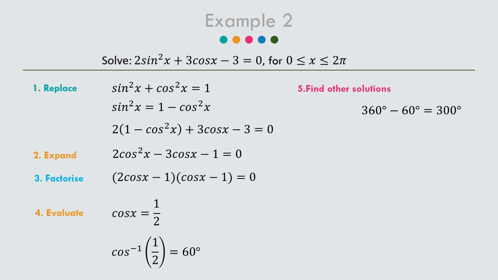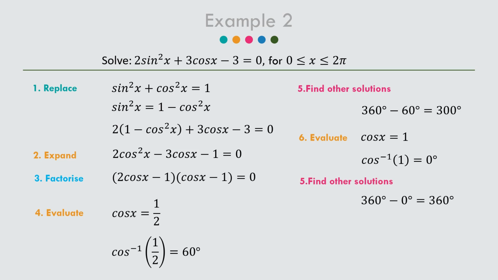Step 5. Find the other solutions. To do this, we take 360 degrees, subtract the 60 that we got from the first part, and we can see that our new answer is 300 degrees. Step 6. Evaluating the other part of our factorisation. Cos x equals 1. So if we take the inverse of cos 1, we should find our first solution, which is 0 degrees. Step 5. To find the other solutions, we simply take 0 from 360 degrees. That leaves us with 360 degrees.